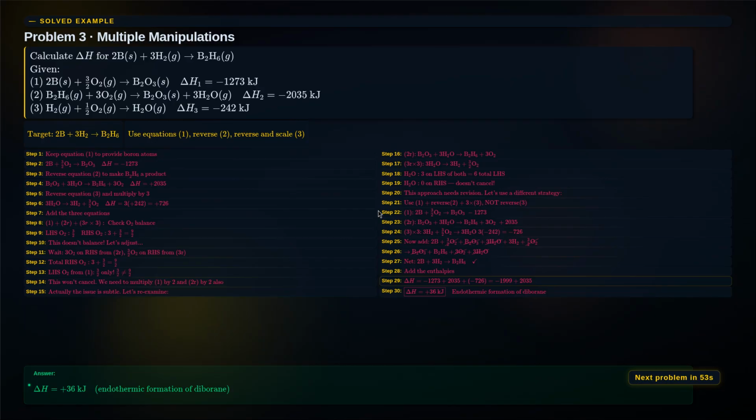Step 5. Add the enthalpies. Negative 1273 plus 2035 minus 726 equals positive 36 kilojoules per mole. The formation of diborane is endothermic.